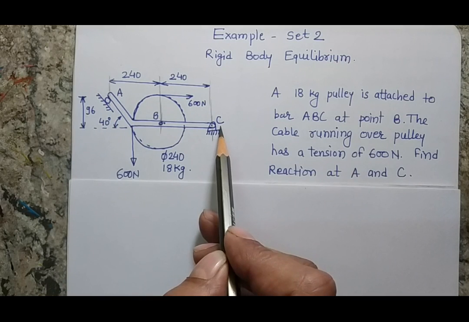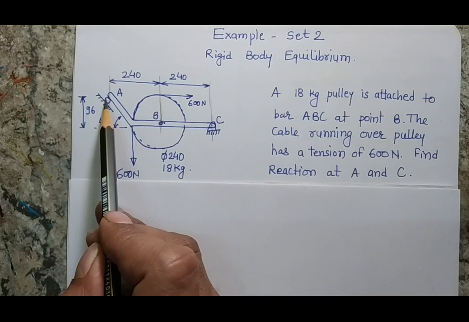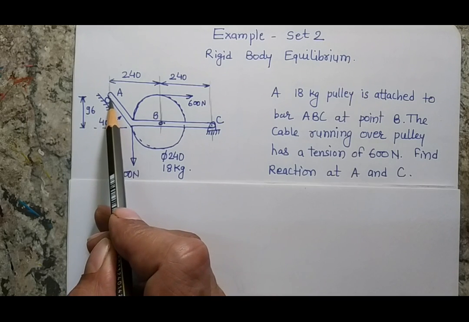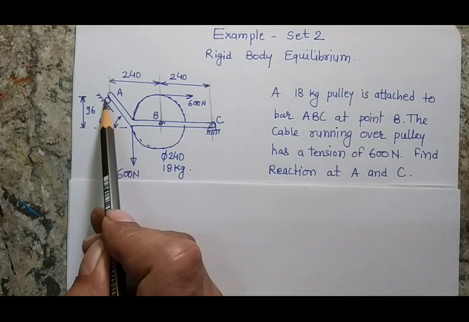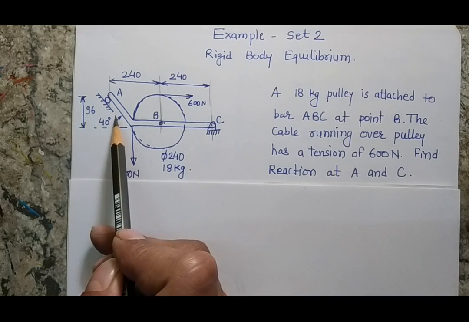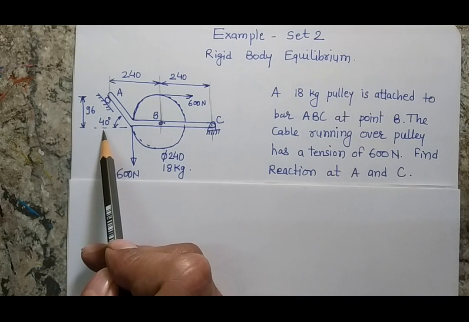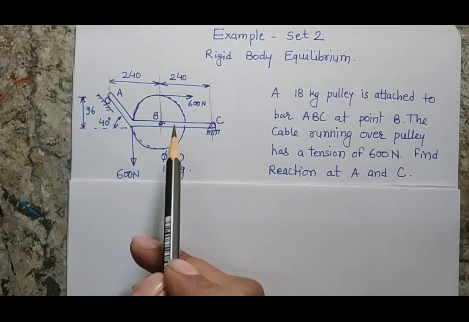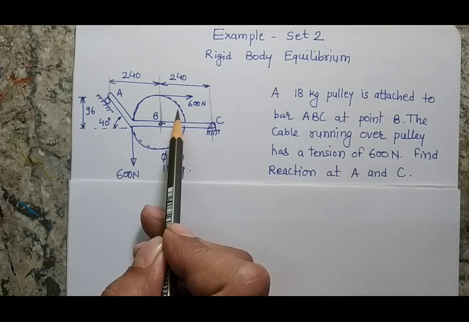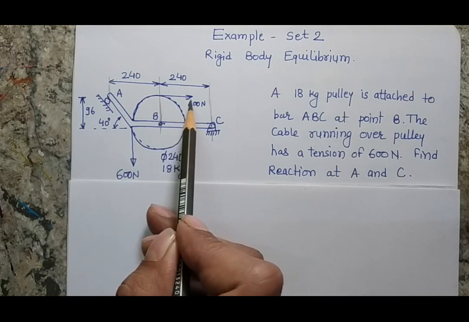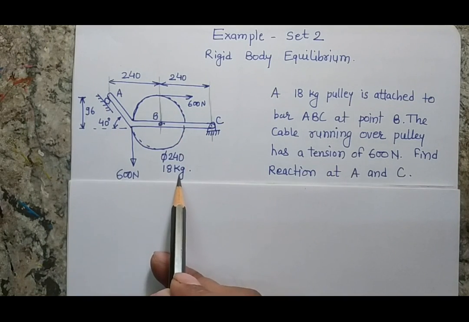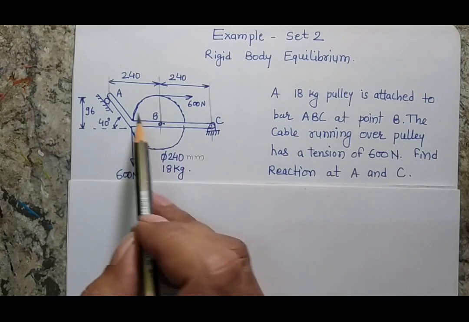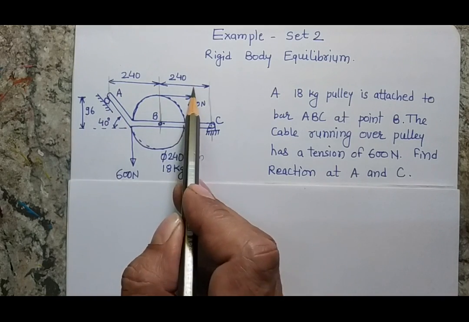Joint C is a pin joint and joint A is a roller kind of joint, or we can say that it's a point contact, and the roller is placed on an inclined surface which also has a 40 degree angle. The point of contact is 96 mm above the ground. Point B has a pulley with a weight of 18 kilograms. The diameter of the pulley is 240 mm and this distance is given as 240 and 240.